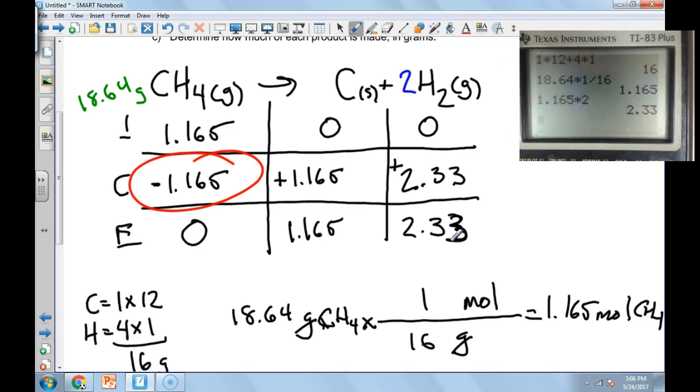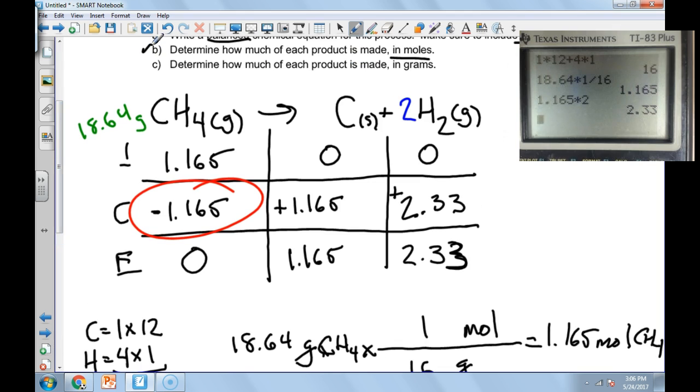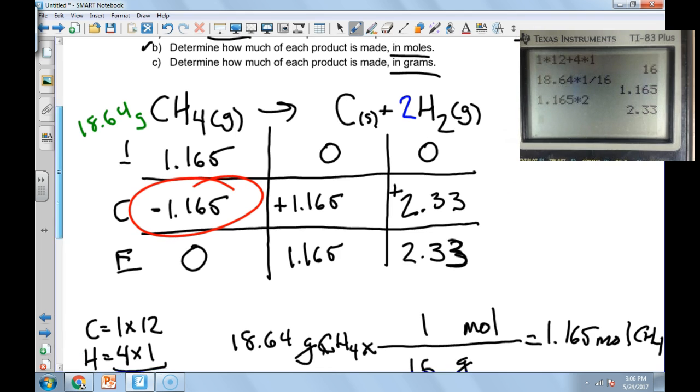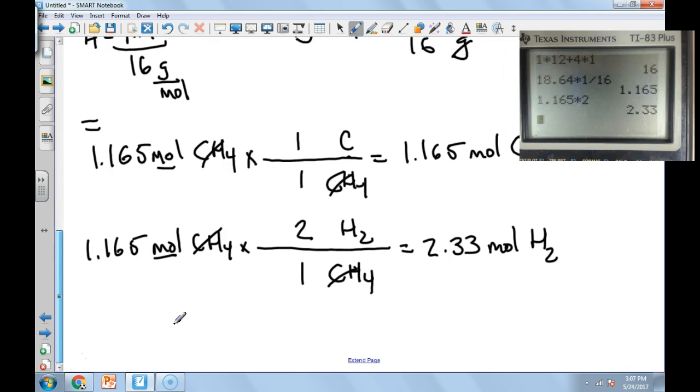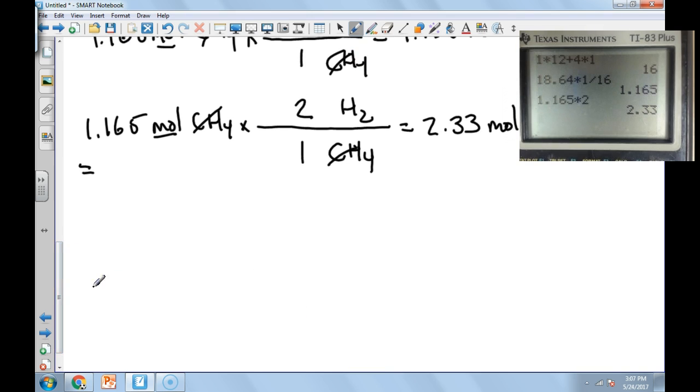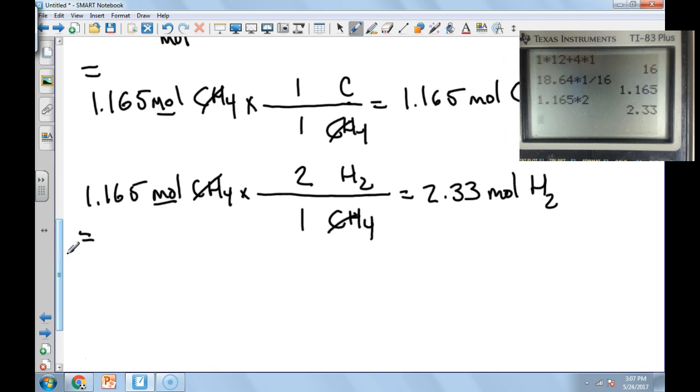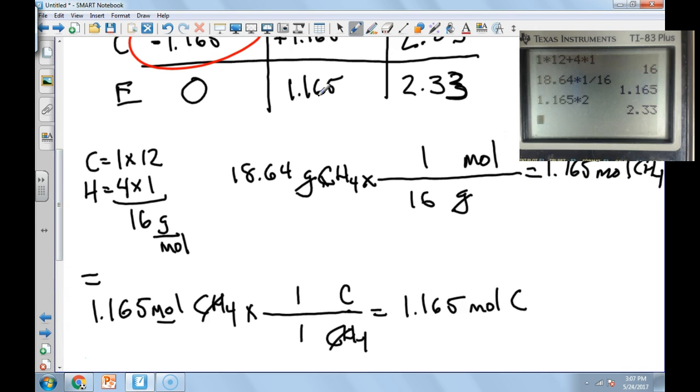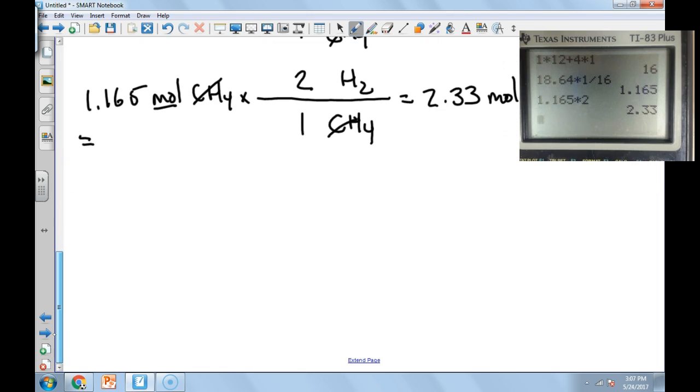And so now we've answered question letter B. So now we have to convert this back to grams. What is the units of our ICE chart? The units are in moles. So how do we go from moles to grams? Well, we have to use our molar mass. So if we're going to use molar mass, we have to know how many moles of each we have. And so that's answers that we have right in our ICE chart. Notice we have 1.165 moles of carbon, and we have 2.33 moles of hydrogen.